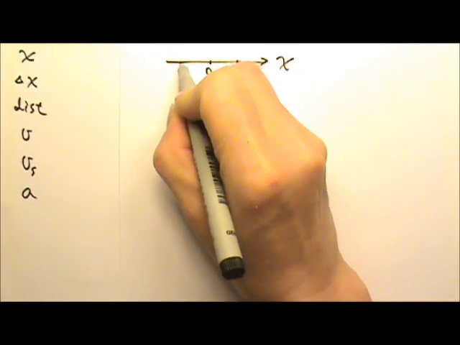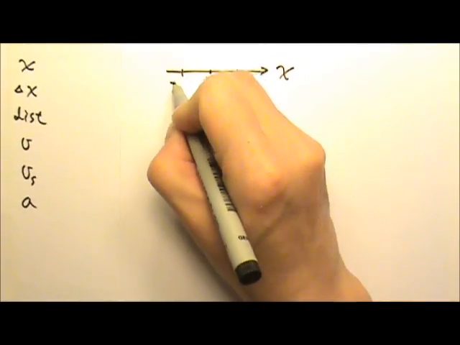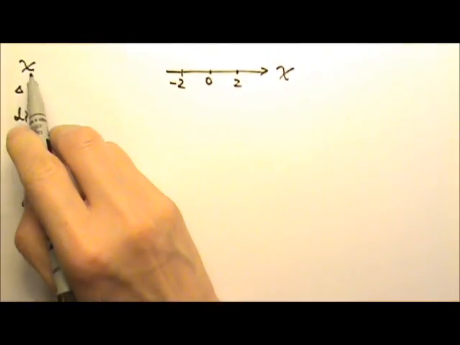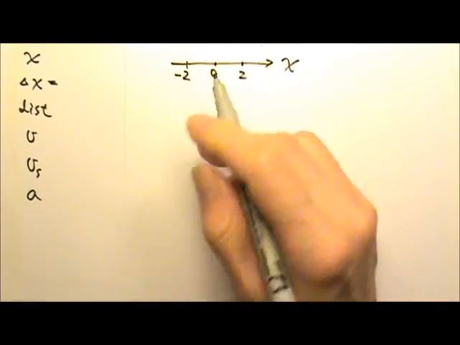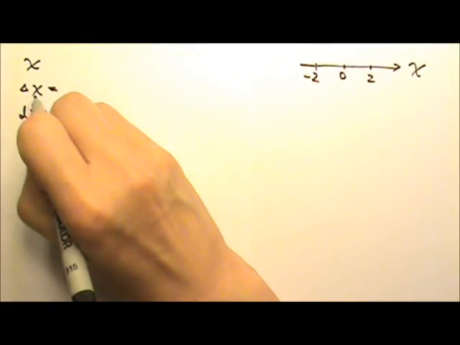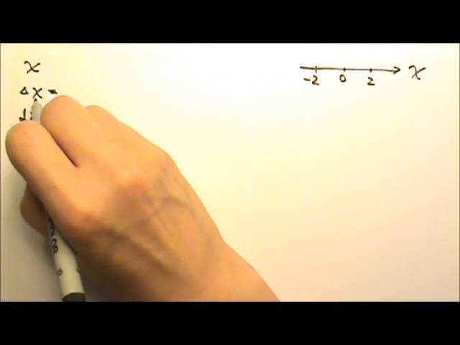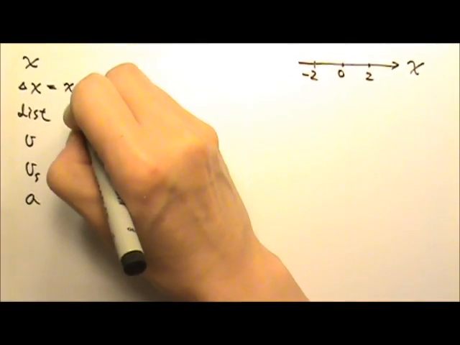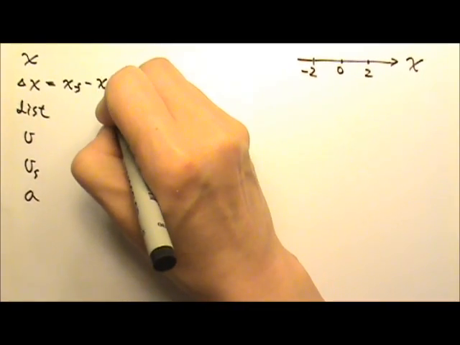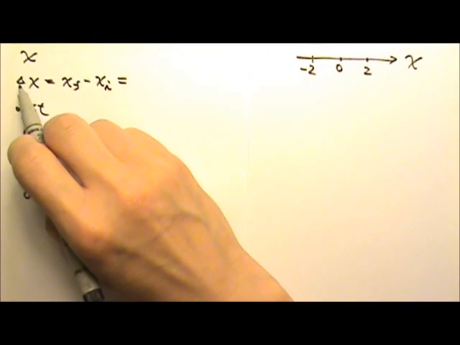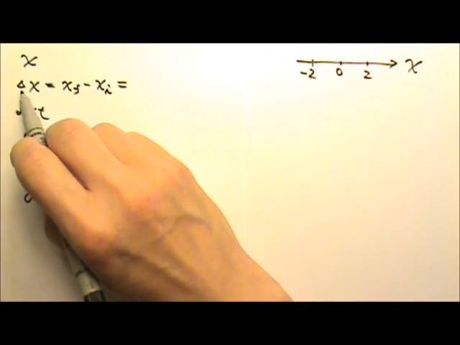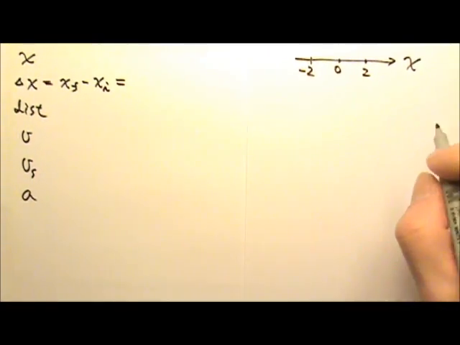being 2 meters to the right of an origin is not the same as the 2 meters to the left of the origin. So position is a vector. Delta x is the displacement, and the delta x by definition is the change in position, that will be the final minus the initial position. Because position is a vector, the displacement, the change in position, is also a vector.